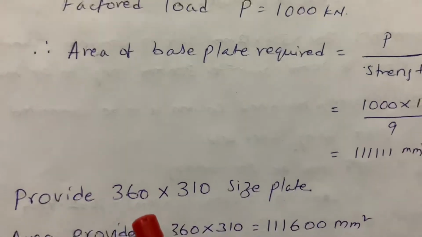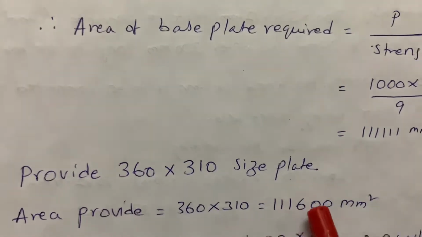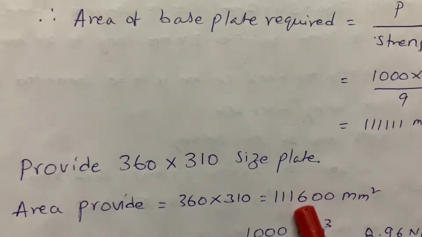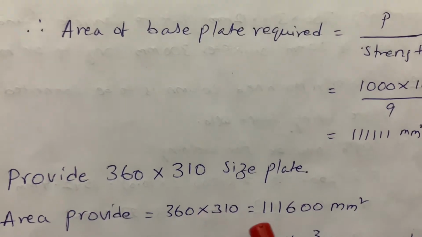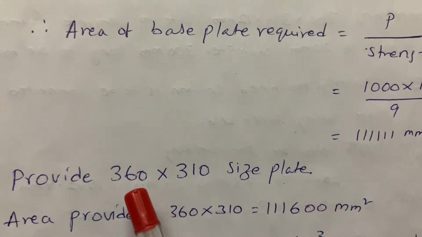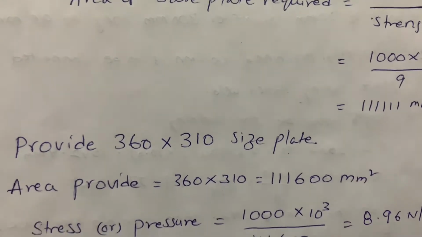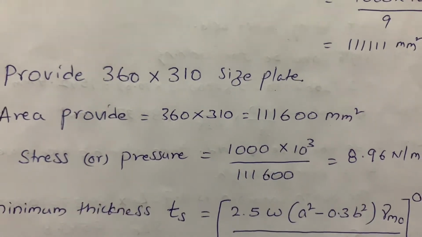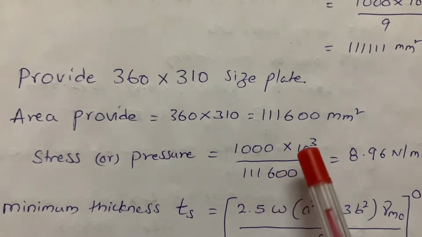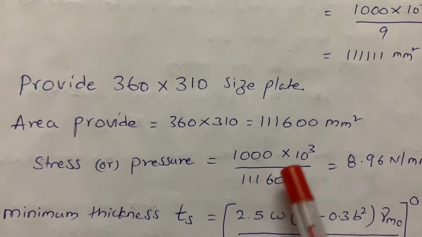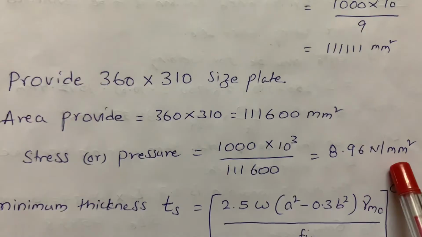So here I am providing a plate size of 360 by 310, which is 111600 mm square. This is our area. So the required area is 111111 and the provided area is 111600. So I am providing a 360 by 310 size plate. After providing that size plate, we need to calculate the stress or pressure. So that is load by area. So load we know is 1000 by this area, so I got 8.96 Newton per mm square.